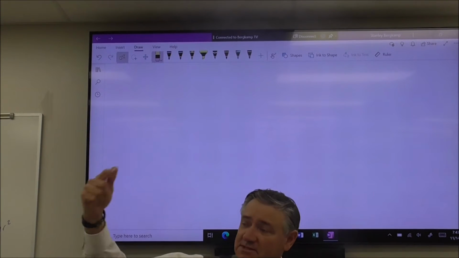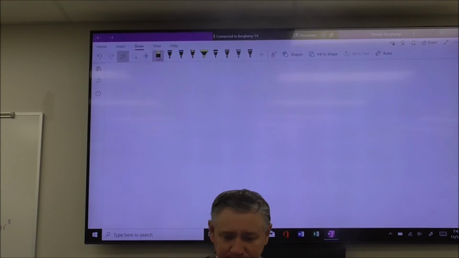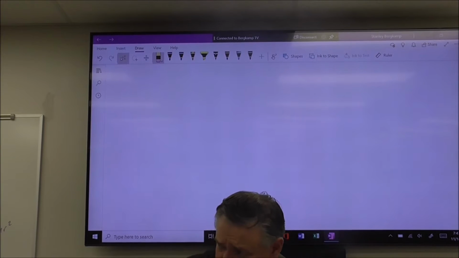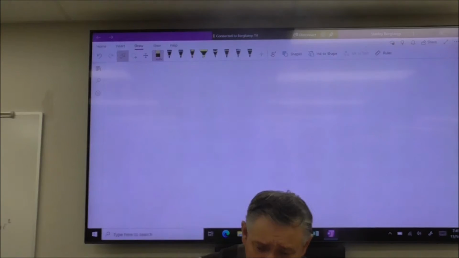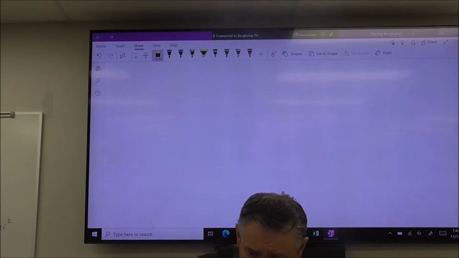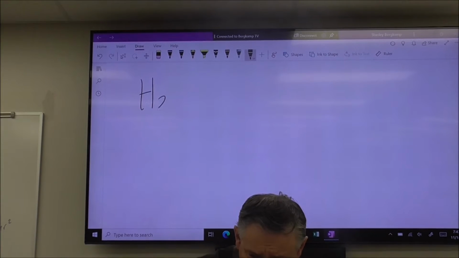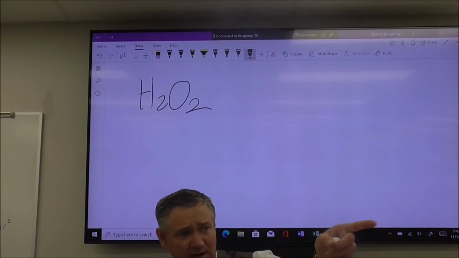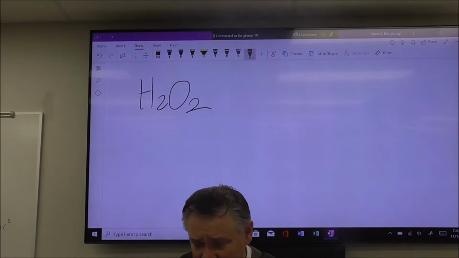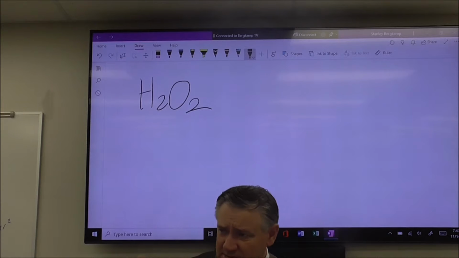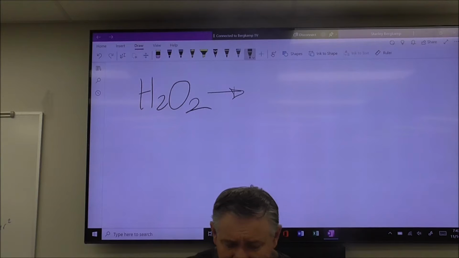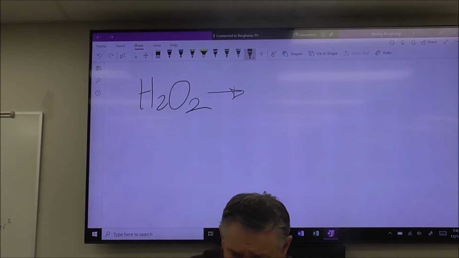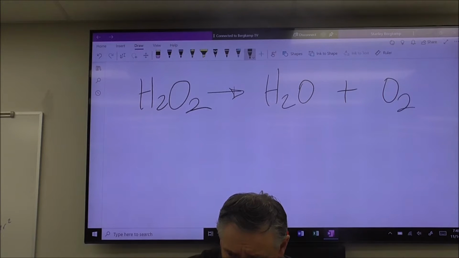If you look at the reactions you're going to do today, you're going to do the decomposition of hydrogen peroxide. Hydrogen peroxide, which is H2O2, was one that was missed quite a bit on the writing and naming chemical formula sheet that I just gave back. So hydrogen peroxide is H2O2, and it's fairly unstable, so it decomposes into water and oxygen gas.